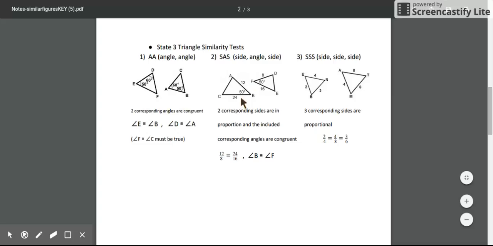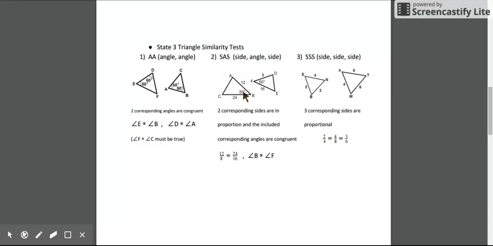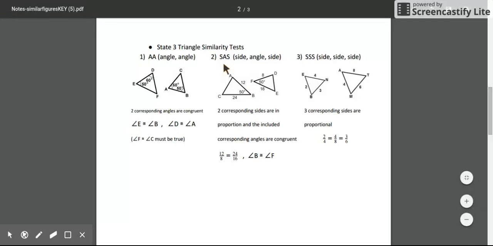If we can find two corresponding sides that are proportional, and we can determine that the angle in between those two sides is congruent, then that's enough to say this similarity test. It's called the side angle side similarity test.